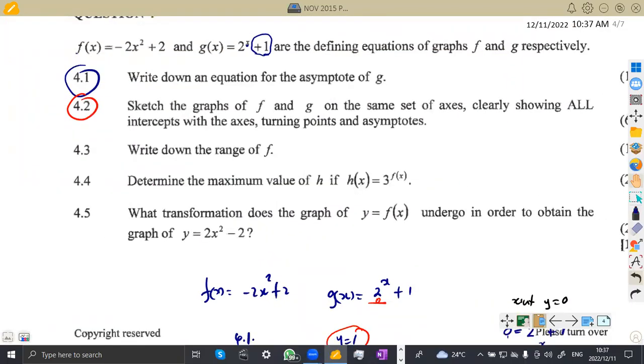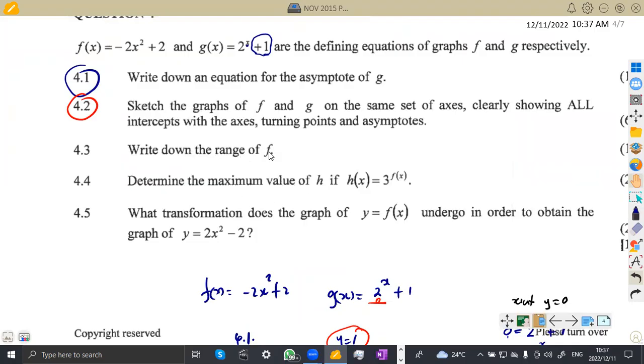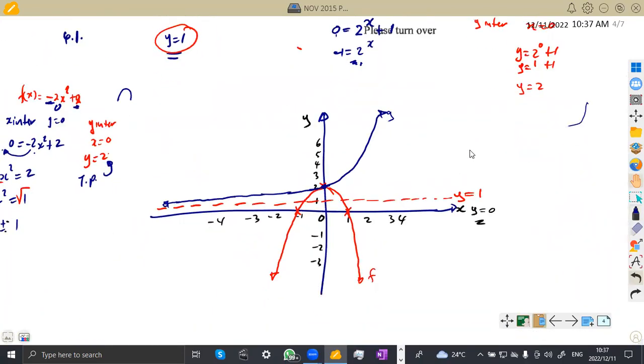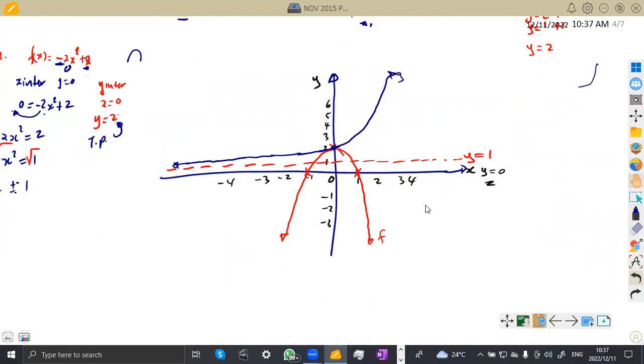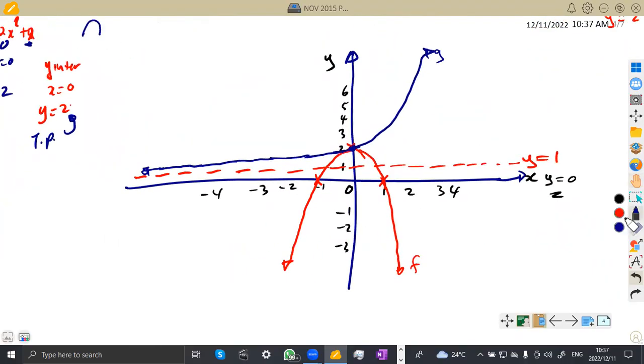On 4.3, we are now given, that's 4.3. All right, write down the range of f. So the range of f, well, let's check our f here. That's our f. So as you can see, our f is limited at 0, 2 here, which is the maximum turning point at this 2. So which means it is going to reach 2 and goes down. It can't go upwards. Okay, so that was 4.3.